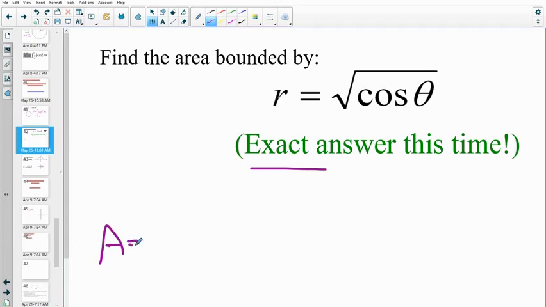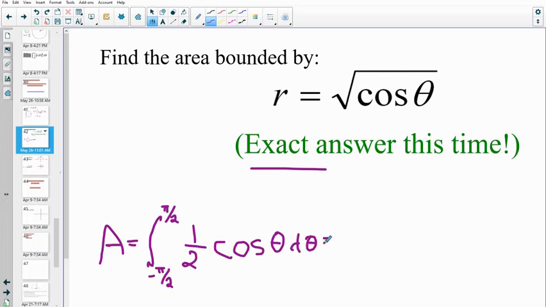So my area formula is the integral from negative pi over 2, and in the course of this entire year, I believe that is the most lazy integral symbol that I have done for you. So I better clean that up just a little bit. 1/2 of r squared, since r is the square root of cosine, then squaring the square root gives me regular cosine d theta.